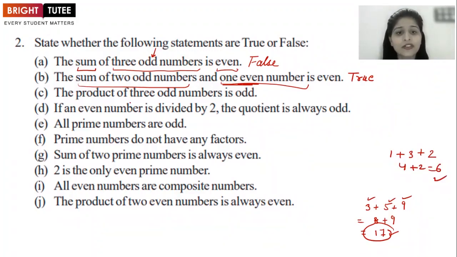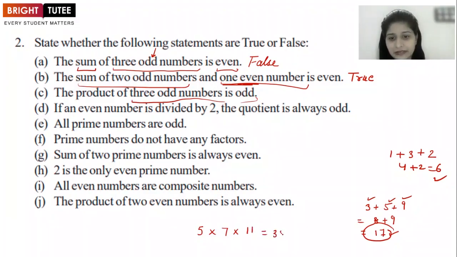The product of three odd numbers is odd. Let's try multiplying three odd numbers. Let's take 5, let's take 7, and one more odd number we can take up. Let's take 11. So 5 into 7 is 35, into 11. Let's multiply 35 with 11. 11 5s are 55. Carry will be 5. 11 3s are 33, and 5 gives us 38. It is an odd number. So yes, this is true.